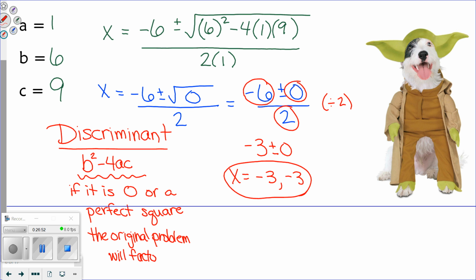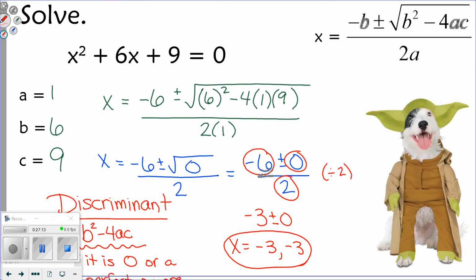Yep, if you're unsure, just type in the b squared minus 4ac in your calculator real fast. If it comes out 0 or a perfect square, you know the problem will factor. So this problem that I just solved, could I have factored it? The discriminant was 0.